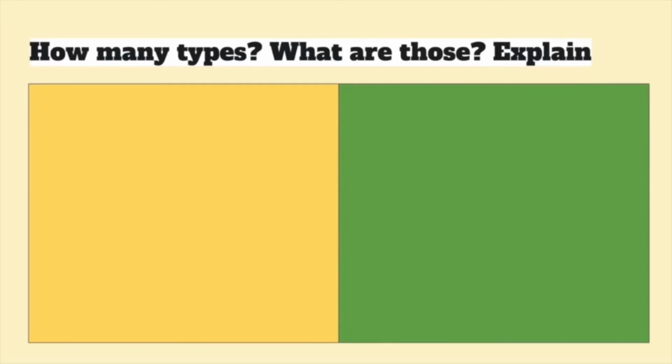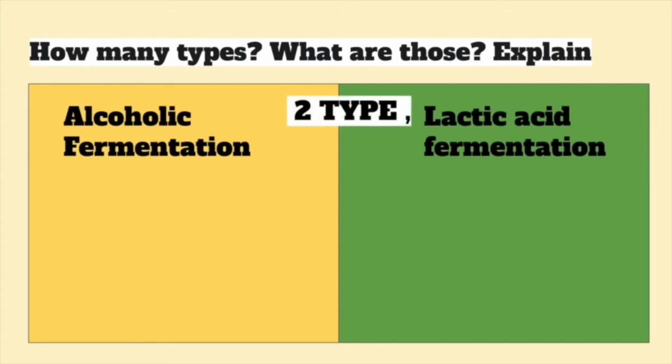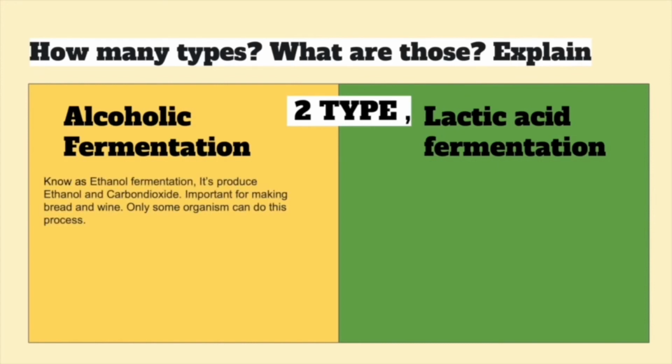How many types are there and what are they? There are two types of fermentation, which are alcoholic fermentation and lactic acid fermentation. The first type is alcoholic fermentation, also known as ethanol fermentation. It's an anaerobic pathway used by yeast to break down glucose into ethanol and carbon dioxide. Only some microorganisms can go through this type of fermentation.